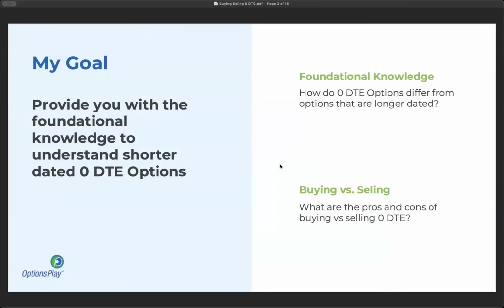So my goal is to provide you with the foundational knowledge to understand shorter dated 0 days to expiration options. Now, I'm going to be using 0 days to expirations for my examples, but the same principles that I'm going to discuss will be applicable for those of you that are trading weekly options.